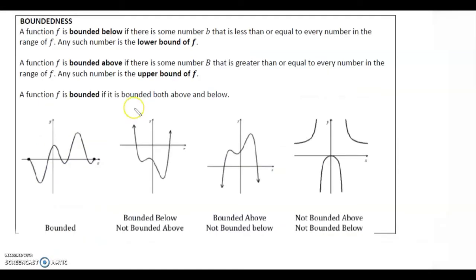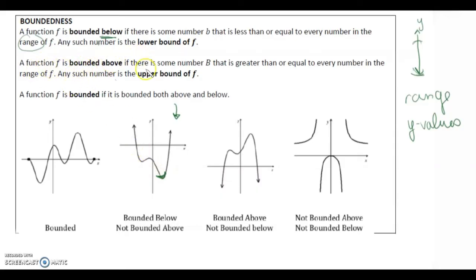Okay, let's talk about boundedness. A function f is bounded below if there's some number b that's less than or equal to every number in the range. Obviously when we're talking about above and below, we're thinking immediately the y-axis, so we're thinking range, so y values. Any such number is the lower bound of f. An example of this is right here. So this is bounded below, but not above.